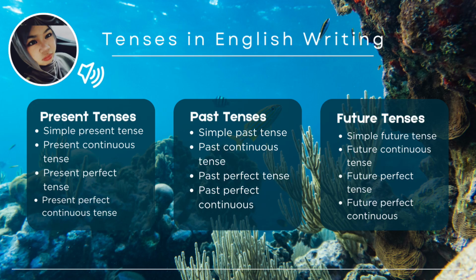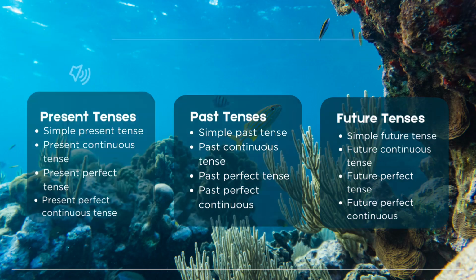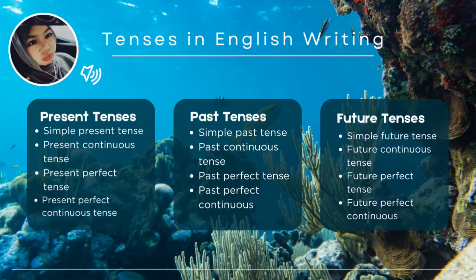For past tense, we have also four. First, we have simple past tense. Next, past continuous tense. Next, past perfect tense. And lastly, past perfect continuous.